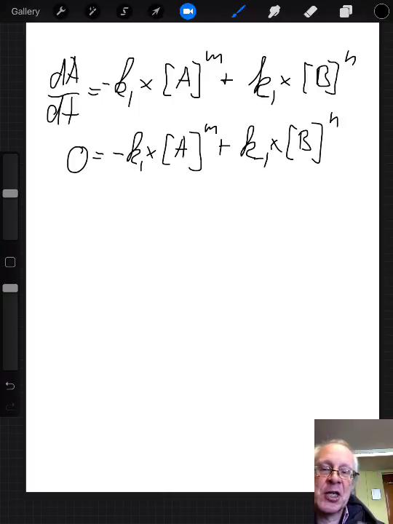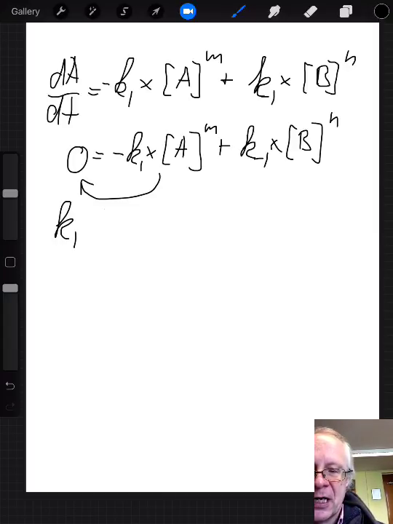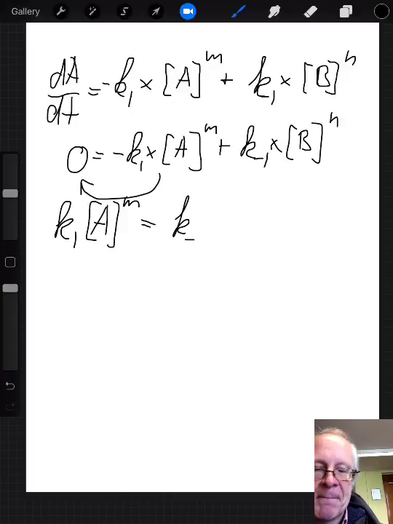So we can actually solve this. We bring just simply this term to the other side and we get K1 A to the power of M equals K minus 1 times B to the power of N.